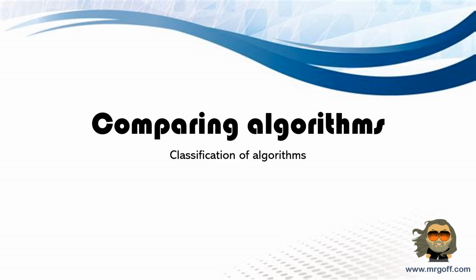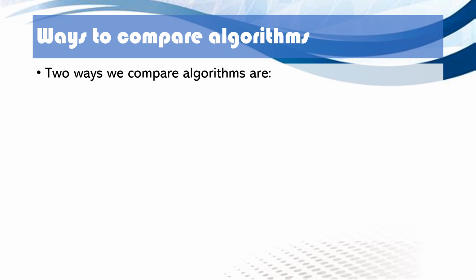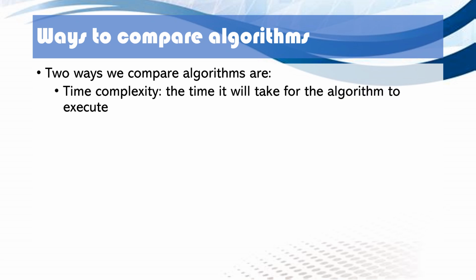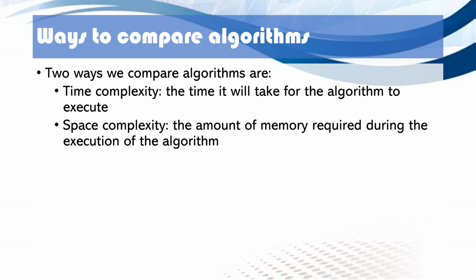This video will focus on comparing algorithms. Two ways that we compare algorithms are time complexity, that is, the time it will take for the algorithm to execute, and space complexity, that is, the amount of memory required during the execution of the algorithm.